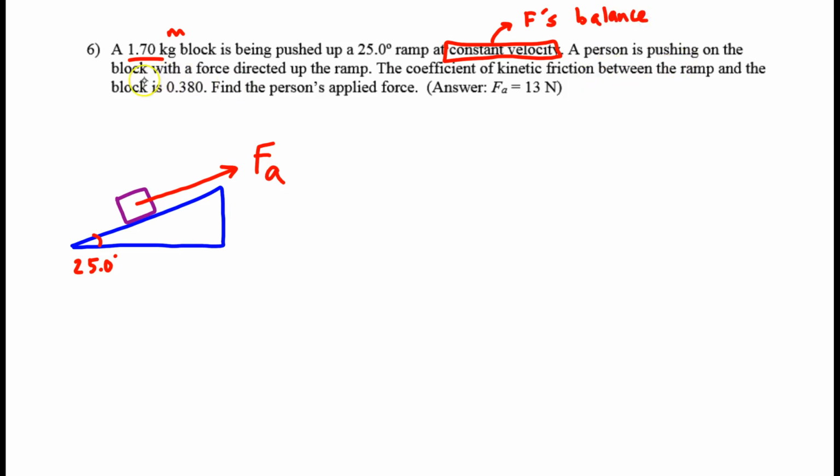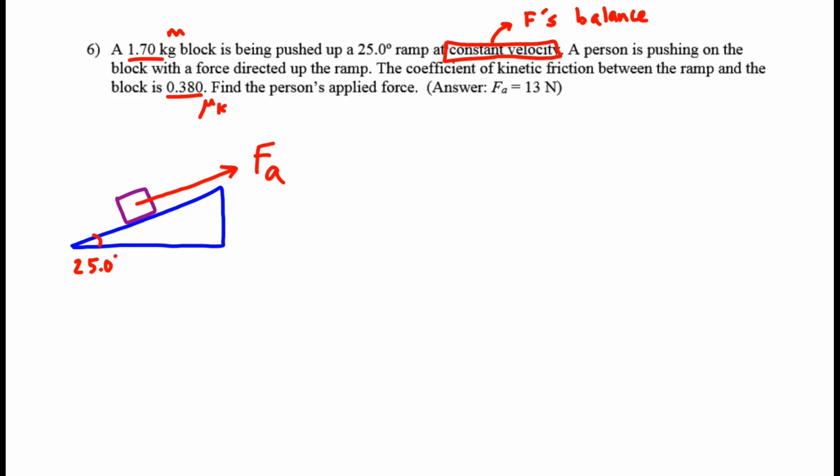A person is pushing with a force directed up the ramp, as the diagram shows us. This diagram would be provided. The coefficient of kinetic friction is 0.380. Careful now, that's not the value of kinetic friction force. That's not Fk. It's the coefficient, which is mu k. Find the person's applied force, and here's the answer we should get.